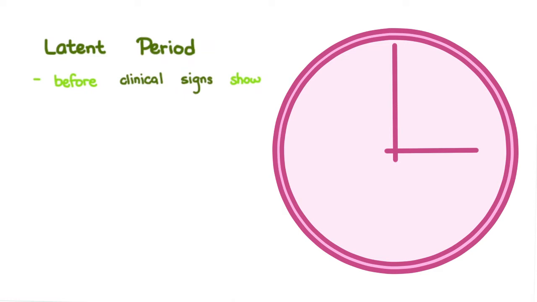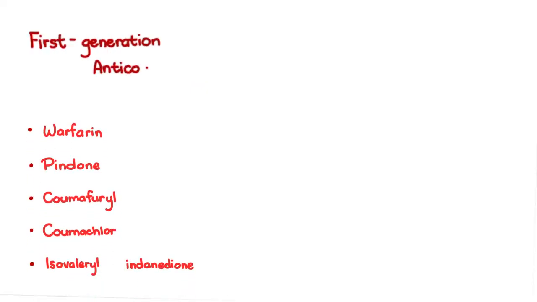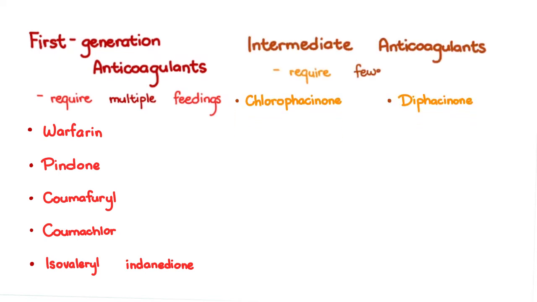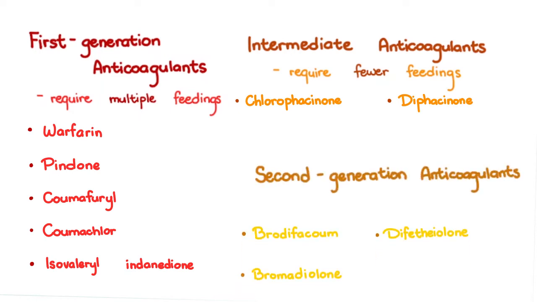This is because there are still clotting factors present and are being used up. The length of this latent period depends on the species, dose, and activity of the animal. Newer products, however, can be more toxic. First-generation anticoagulants require multiple feedings to result in toxicity. Intermediate anticoagulants require fewer feedings. And second-generation anticoagulants are highly toxic and only require a single feeding.